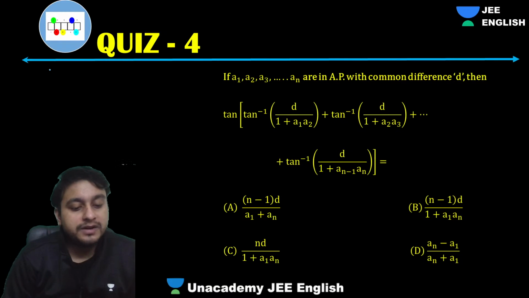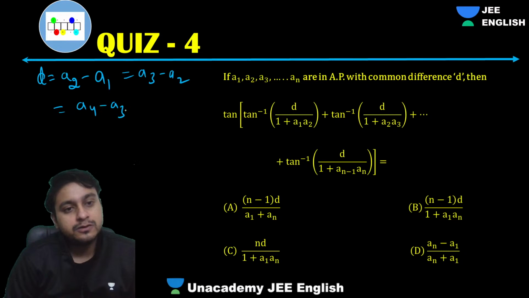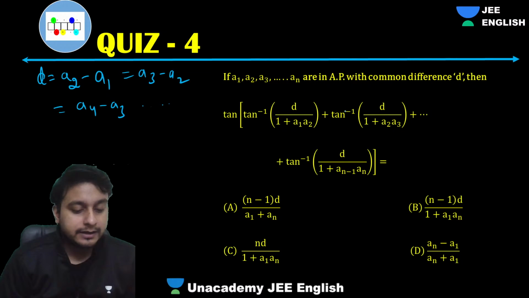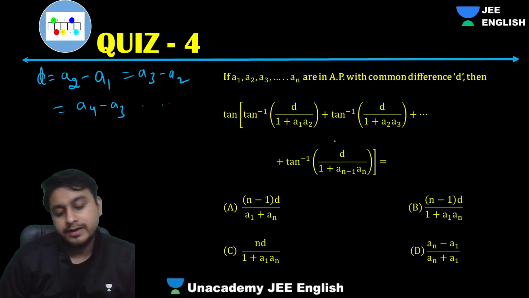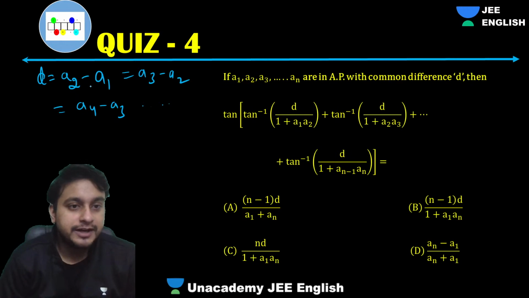See, can we write the common difference as a2 minus a1, right? Common difference can be written as a2 minus a1. It can be written as a3 minus a2 also. Can be written as a4 minus a3 also, and so on, right? Everything can be done. So I'm just looking at that part. Yes, that's fine. So here you will put this d as a2 minus a1, and here we'll put a3 minus a2. Here we'll put a4 minus a3, right?